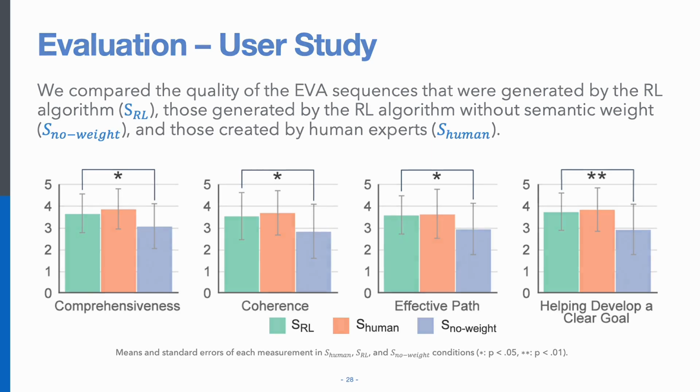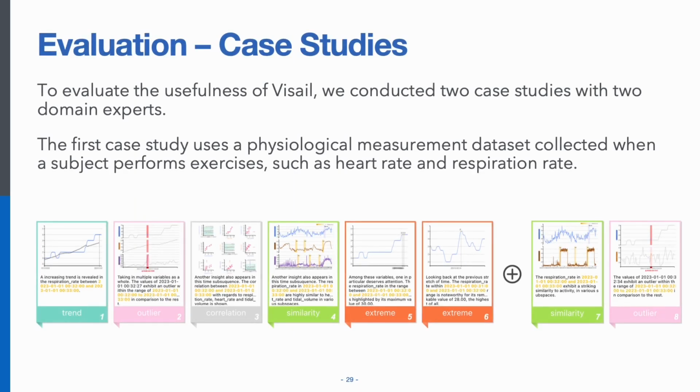The two case studies asked domain experts to conduct visual analysis tasks on physiological measurements and BitBrain's datacenter traces, respectively. The first case study showed that VIS can provide effective guidance on supporting EVA on time series data.